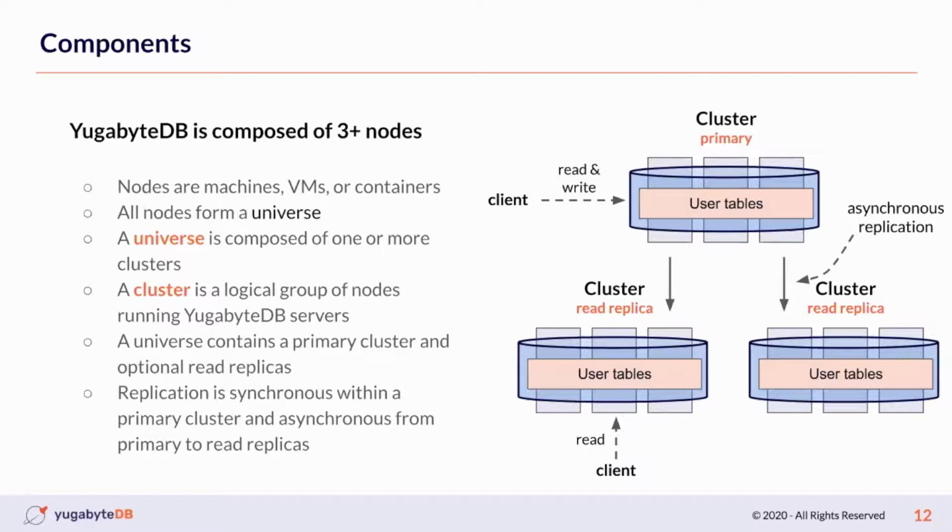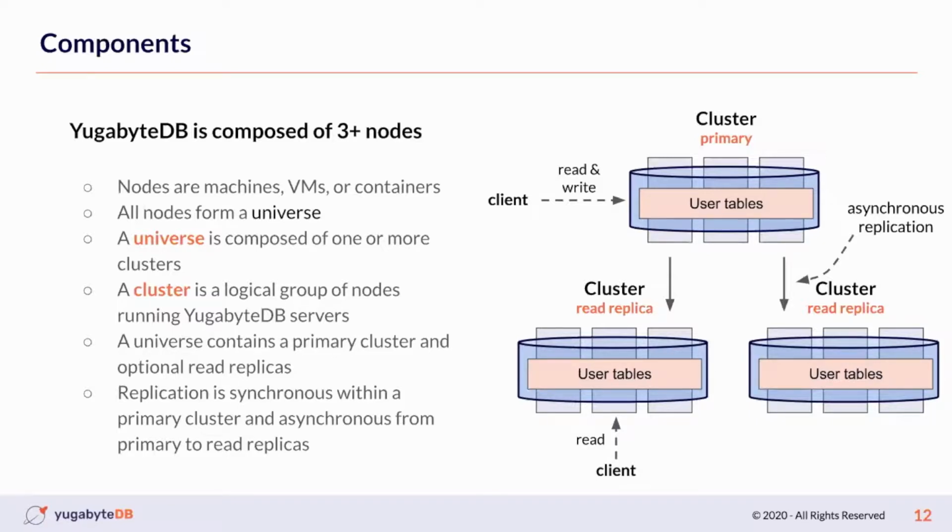Now, it's possible to asynchronously replicate these tables or this data in this cluster into other clusters, which are read replica clusters that only serve reads. All writes going to the replica cluster will be redirected to the primary cluster, which will then perform the write and re-replicate it back to the replica clusters.